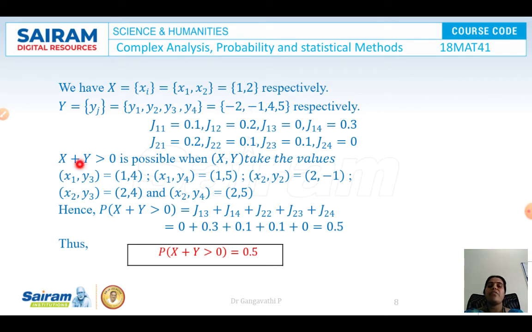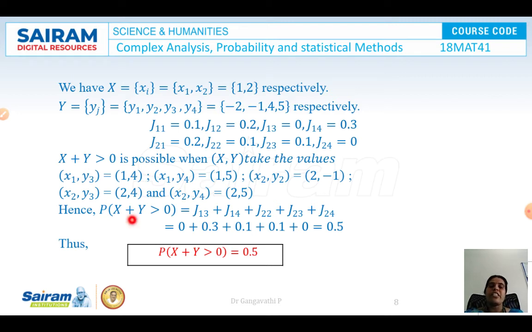Now we have to evaluate X plus Y greater than 0, which is possible only when we take the values accordingly. The sum of the values taken for x and y should be greater than 0. So observe the values of x and the values of y. When we add them, the sum should be greater than 0. You can observe x1 y3 is 1 and 4; the sum is 5, which is greater than 0. Then x1 y4, then x2 y2, x2 y3 and x2 y4. When we sum up these values, they happen to be greater than 0. So these terms can be considered under this condition.